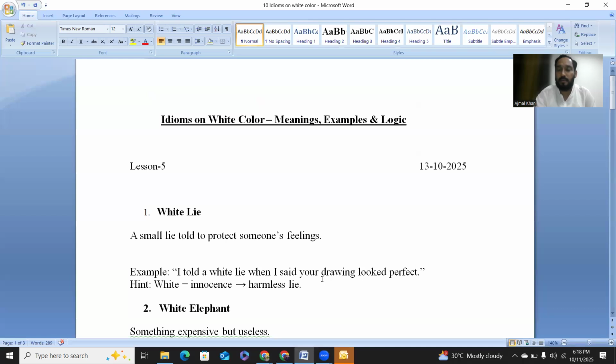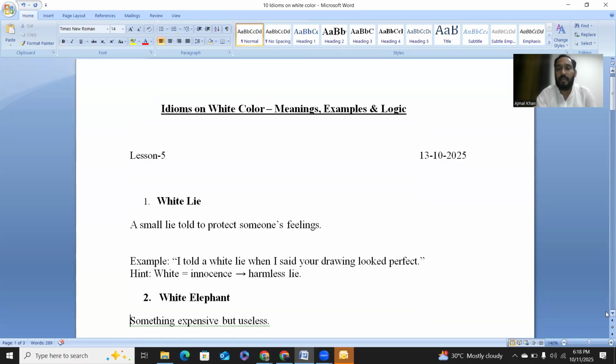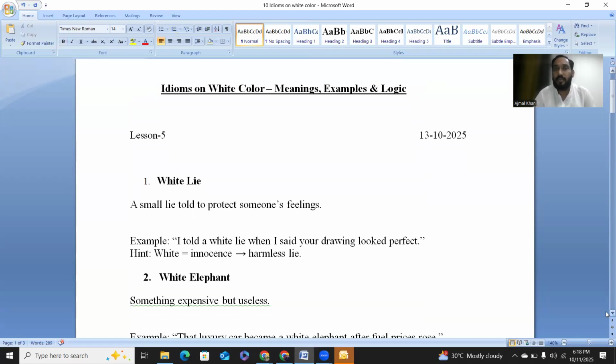The first idiom in today's lesson is about white color, and that is white lie. A lie is something which is not true, a fictitious thing, bogus thing, or wrong thing, said knowingly and deliberately. A white lie means a lie told to protect someone's feelings. When you are trying to hide your feelings or protect someone's feelings, you are trying to mislead the other person, and that is called a white lie. Its example is: I told a white lie when I said your drawing looked perfect.